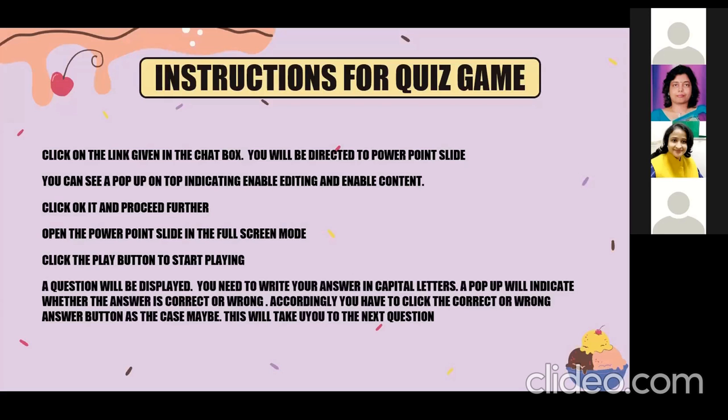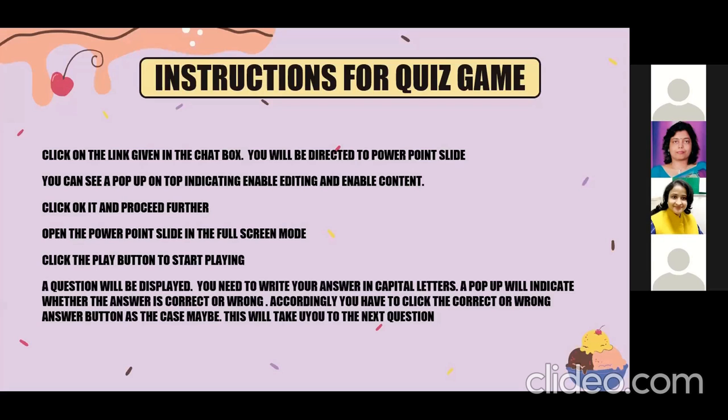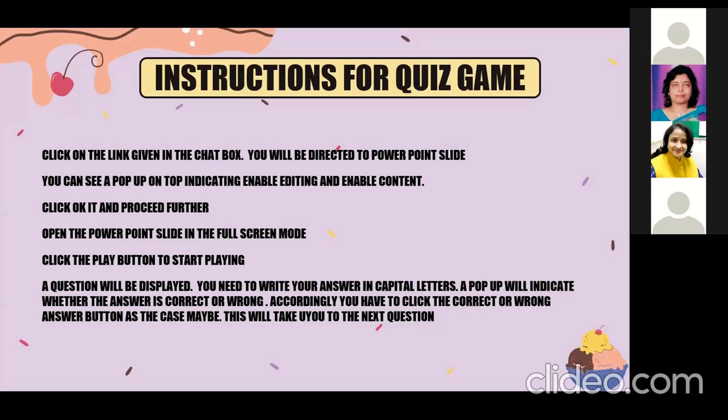A question will be displayed. You need to write your answer in capital letters. A pop-up will indicate whether the answer is correct or wrong. Accordingly, you have to click the correct or wrong button. So if the pop-up says that your answer is wrong, click on the wrong button. If the answer is right, click on the correct button.